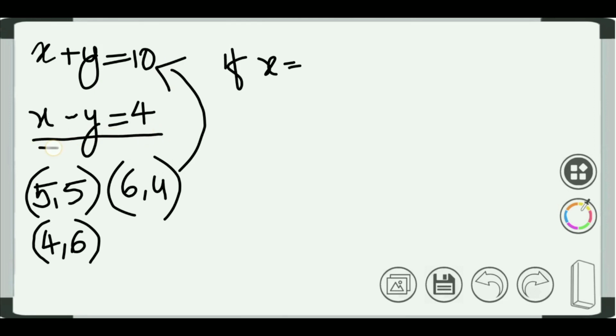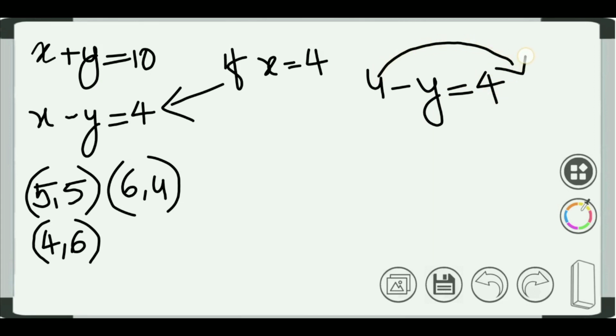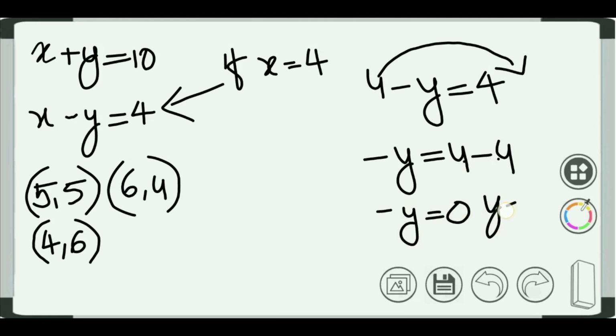Now we'll take equation number 2. Same way, for equation number 2, that is x minus y is equal to 4, if I am taking x is equal to 4, what is the value of y? Put x is equal to 4 in equation number 2. 4 minus y is equal to 4. Then I am taking this 4 this side, so plus 4 will become minus 4. That means minus y is equal to 4 minus 4, which is 0. Minus y is equal to 0, that means y is also 0. So you got the first point as x is equal to 4, y is equal to 0.